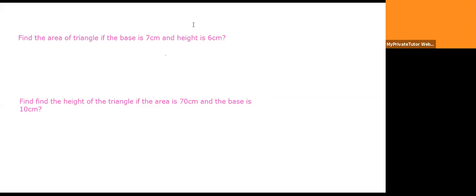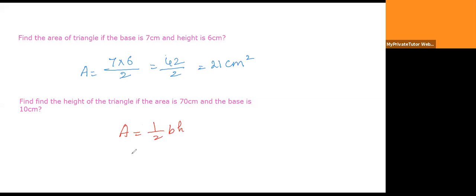So 21 is the correct answer. You know the reason? 7 times 6 divided by 2, that's the area, which is 42 divided by 2 equals 21 centimeters squared. So what about you? So height equals 14. So what is the formula? Area equals half into base into height.